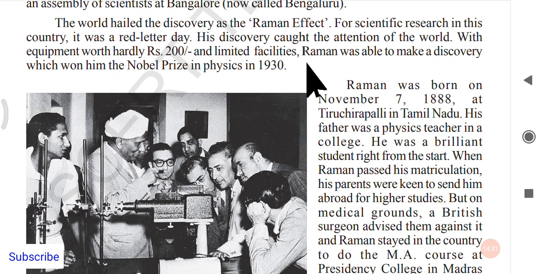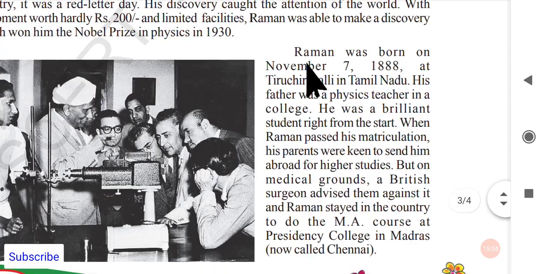Just imagine his ideologies, imagine his talent. Nowadays, if you want to purchase a quality bulb, it is more than 1000 rupees. Yes or no? But in those days, in the 1930s, the equipment which he used for scientific research was hardly 200 rupees, and with that he did all his experiments and finally won the Nobel Prize, which is a very proud moment for all Indians.